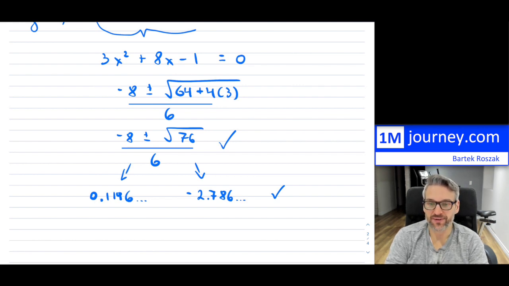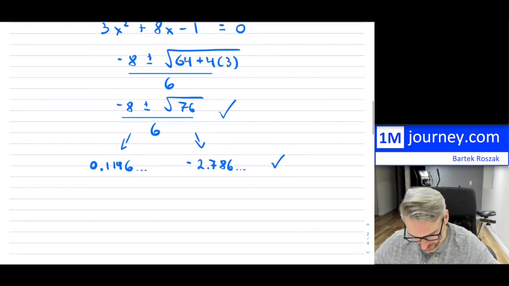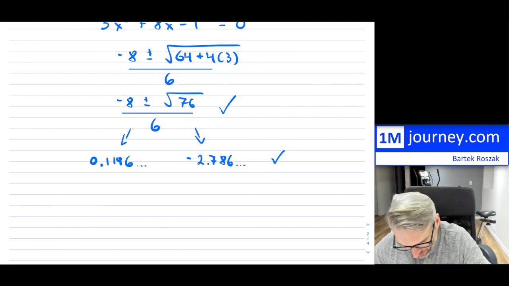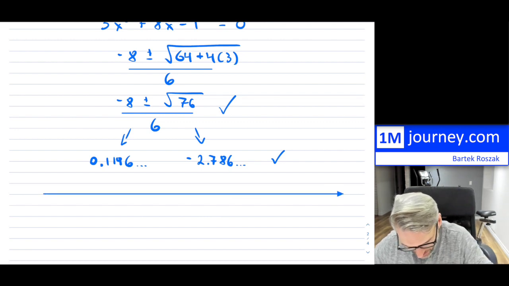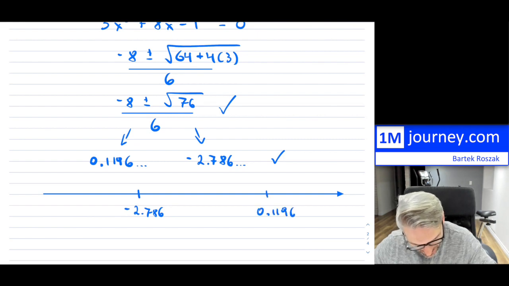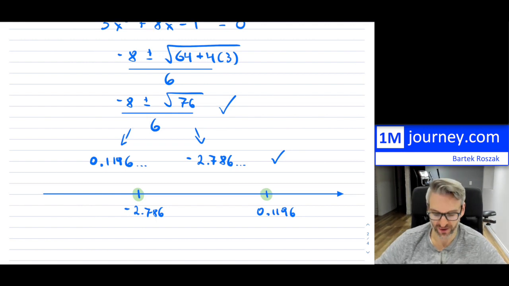Now, once we have this, what we want to be able to do is create a table for yourself. So I'm going to create a table. Let's say this is going to be negative 2.786, and so on. I rounded that, by the way. And then here on the right of it is 0.1196, etc. Now what we know is that at these two points, the slope is 0. So the function itself is flat.